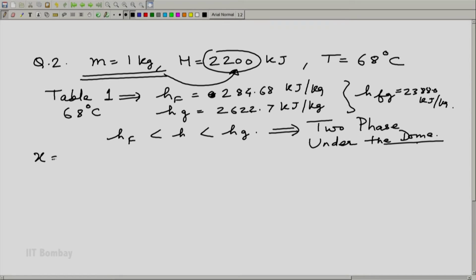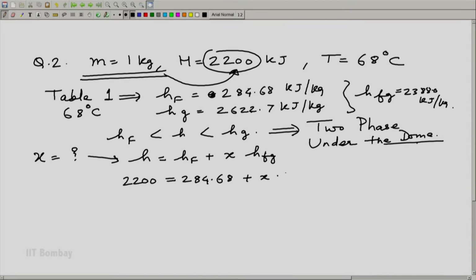We first want the value of x. And how do we get the value of x? Because now we know the formulation that h is equal to hf plus x times hfg. The h value given to us is 2200 kilojoule per kg, equal to hf, which is 284.68, plus x times hfg, which is 2388 as given over here. From here we get x equal to 0.8192. This is very important.